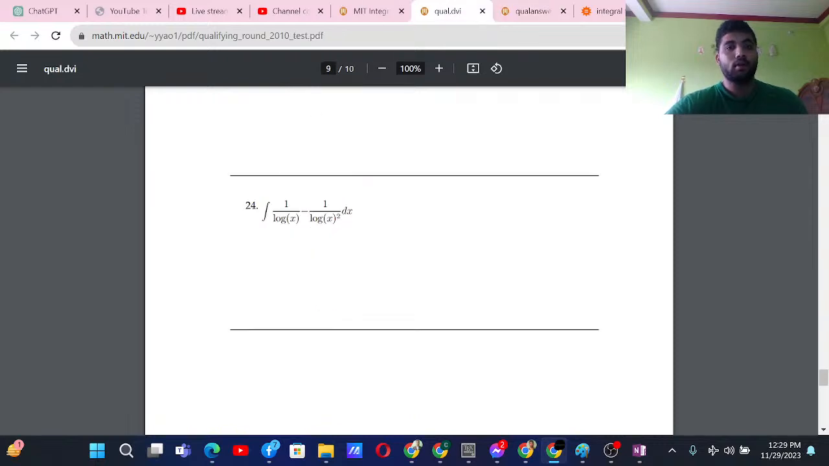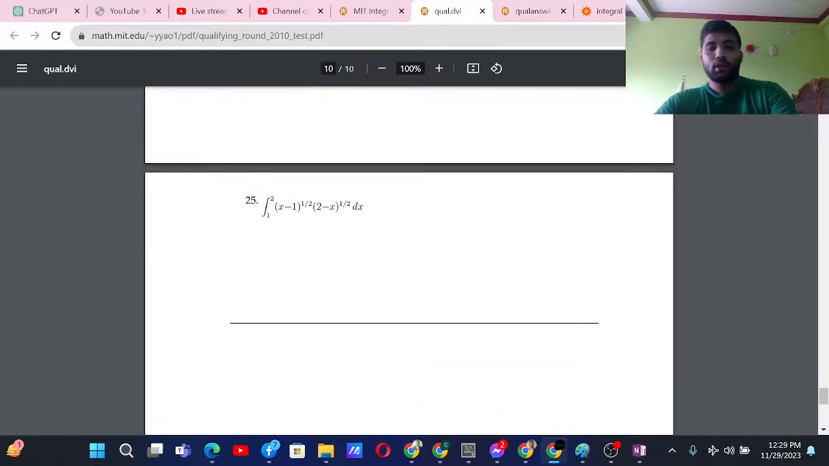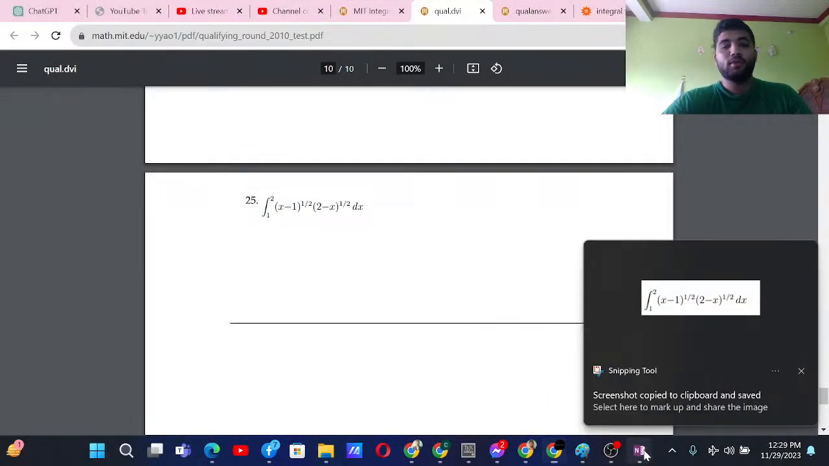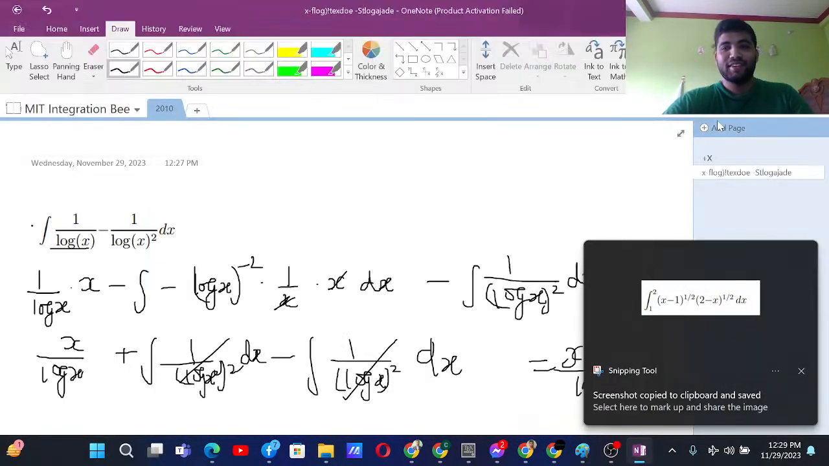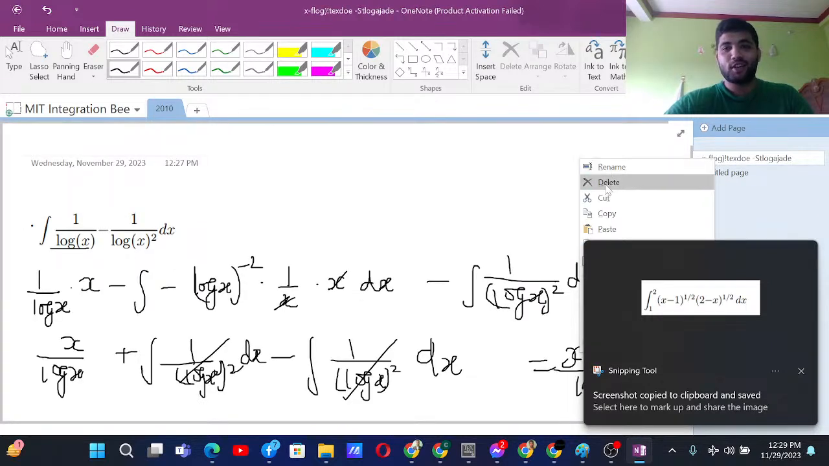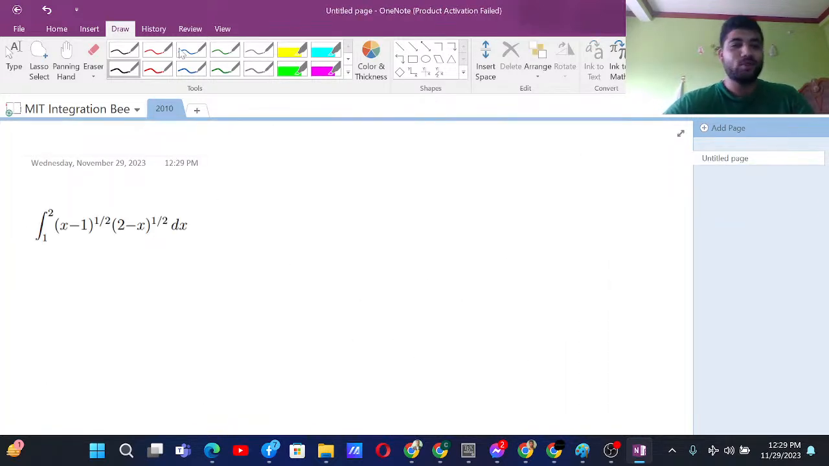Yeah, and now we have the final integral from 2010, and we still have a lot more to go. Okay. But let's just keep patience and solve these integrals, and just hope that one day all of them will be solved.